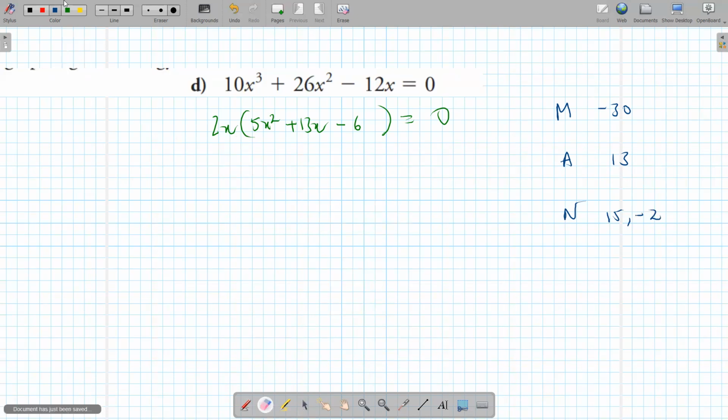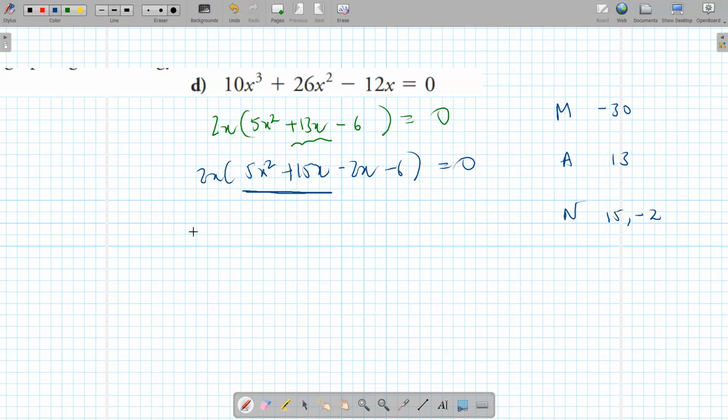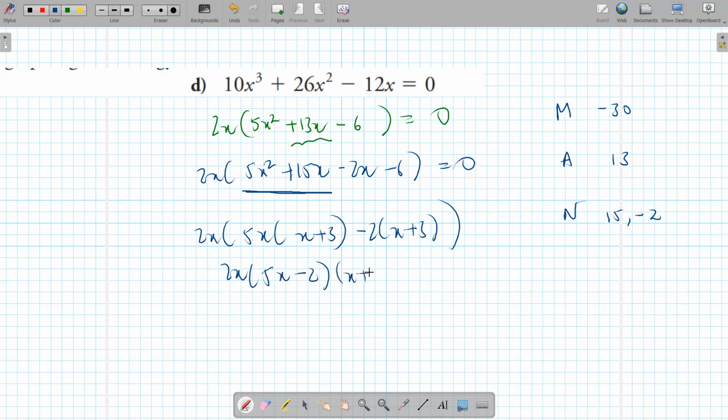So with this, you always break the middle term down. So 2x times 5x squared plus 15x minus 2x minus 6 equals 0. From the first 2, we can pull out a 5x. We're left with x plus 3. What can we pull out from the next 2? Negative 2, and you're left with x plus 3 as well. So your answer is going to be 2x times 5x minus 2 times x plus 3. Okay?